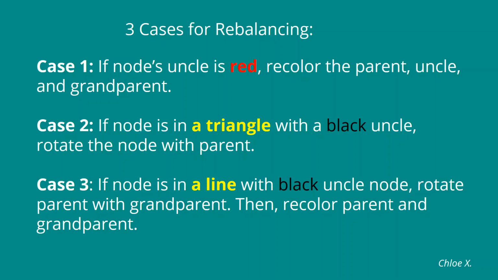In summary, here are the 3 cases for rebalancing. Case 1. If node's uncle is red, recolor the parent, uncle, and grandparent. Case 2. If node is in a triangle with a black uncle, rotate the node with parent. Case 3. If node is in a line with a black uncle node, rotate the parent with the node's grandparents, then recolor the parent and the grandparent.